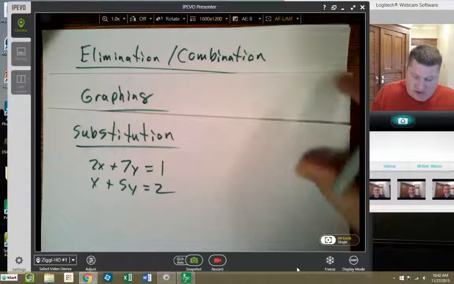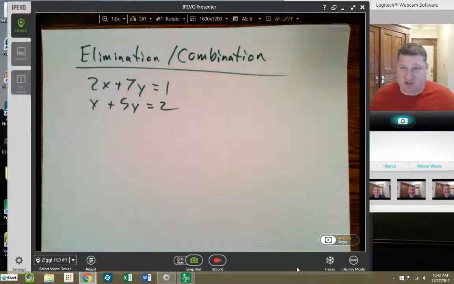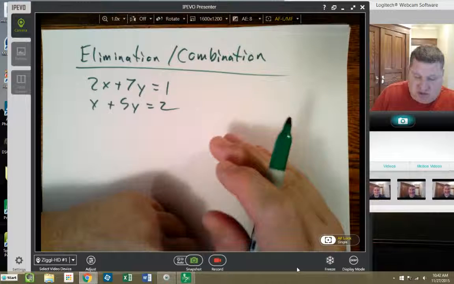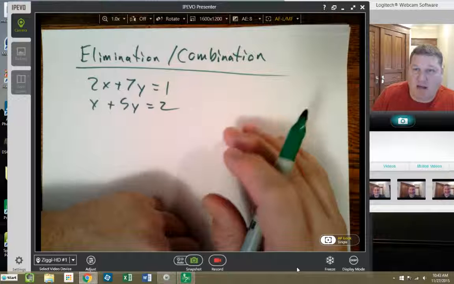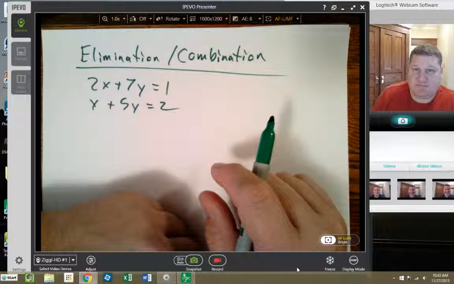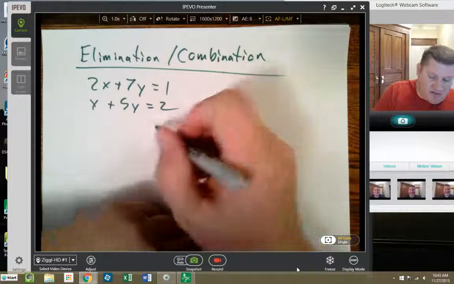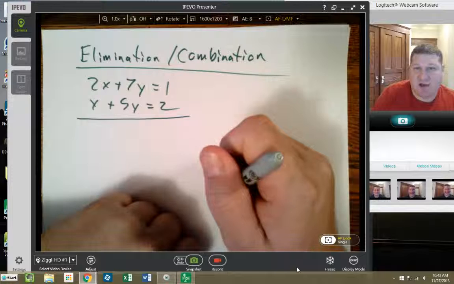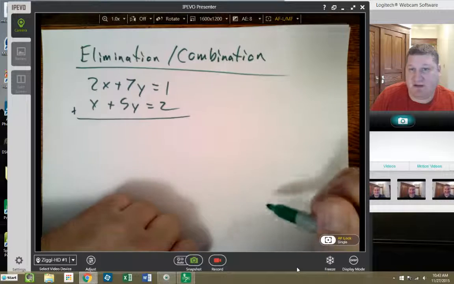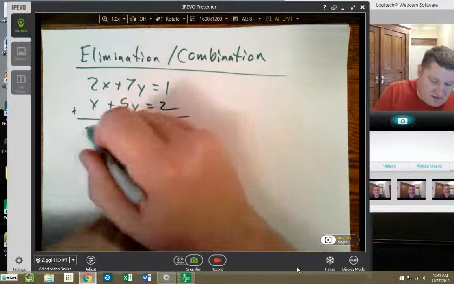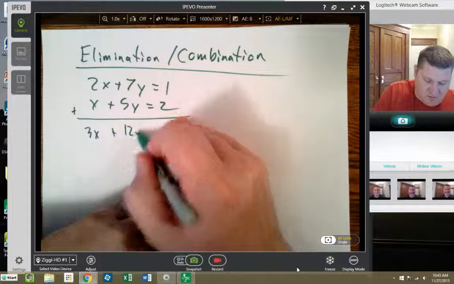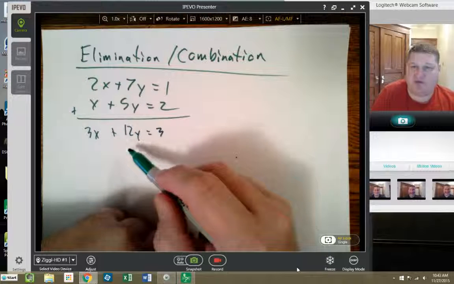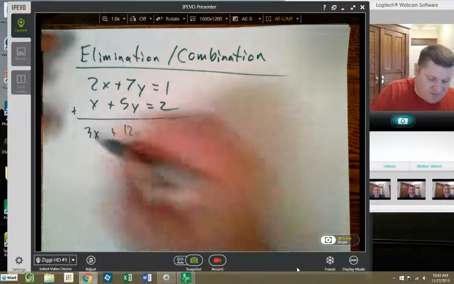So what we're going to do is let's start with elimination combination. Same problem, but we're going to do elimination combination. Now, the first thing we want to do is what in elimination combination? Okay, so we're going to want to get rid of one of these variables. Now, if I just add them up the way they are now, will I eliminate any of the potential variables? No, not at all. So I have 3x plus 12y equals 3. The problem here is I can't solve for either x or y because I have too many variables. So this is not going to work.